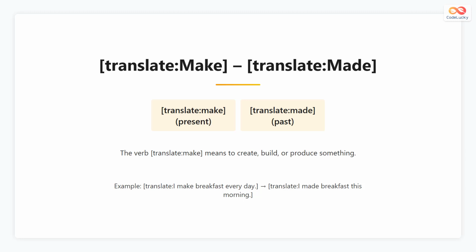The verb make means to create, build, or produce something. Its past form is made. For example, I make breakfast every day, becomes I made breakfast this morning. This change shows that the action is finished and happened earlier. Some other examples are, she makes coffee at home, becomes she made coffee at home, or we make toys, becomes we made toys yesterday.